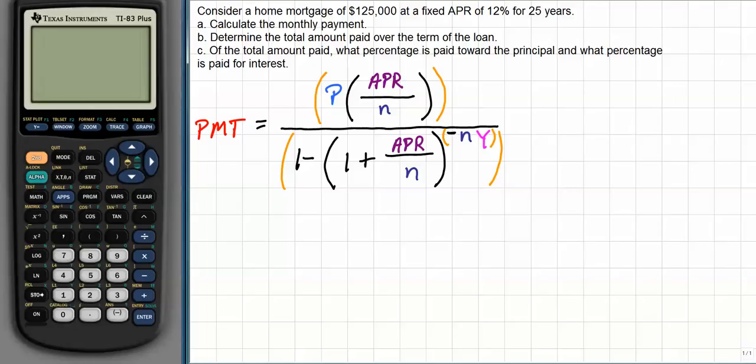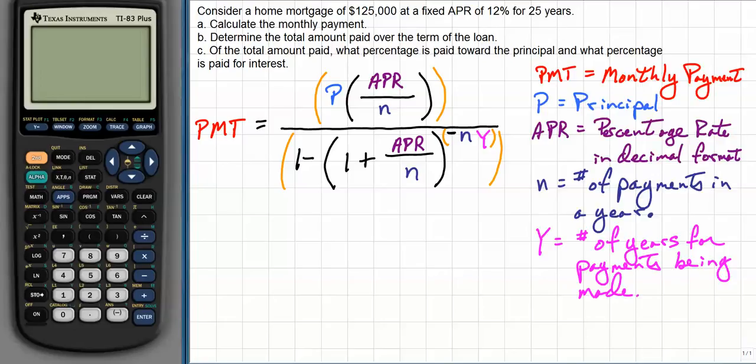But the first thing we have to do before all that is make sure that we understand what PMT, P, APR, N, and Y are representing. PMT is going to be our monthly payment. That's what we're looking for. How do I know that it's going to be the monthly payment? Because the problem says calculate the monthly payment. That's also going to be key to determining what N is. N is going to be equal to 12 in this case because it is monthly.